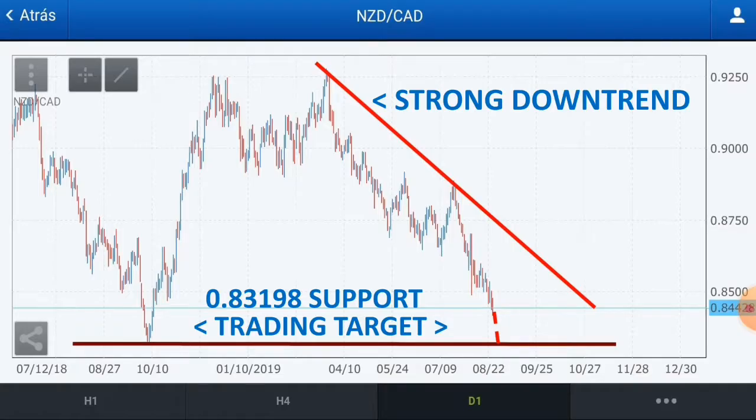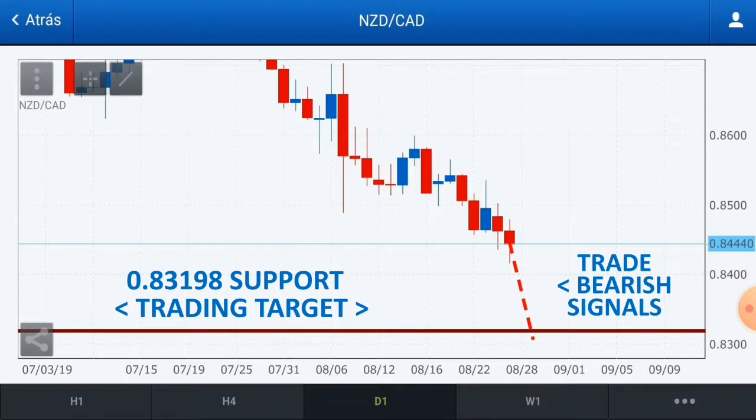New Zealand Canadian dollar, a strong downtrend, and the expectation, as you can see here, is that the market will eventually make its way down towards this major support point at 0.83198. And so what we will be doing is looking out for trading opportunities with bearish signals that will take us down towards the support target.